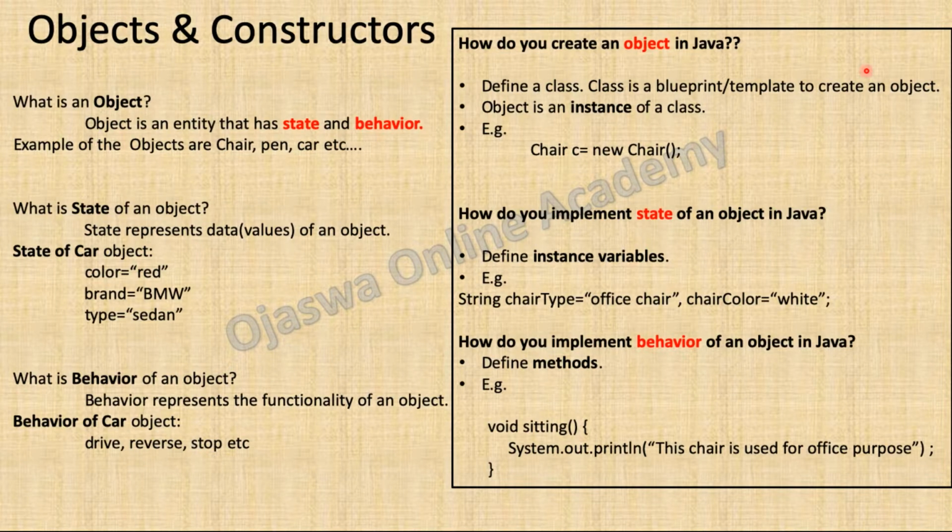We have already seen how to define an object. What is an object? Object is an instance of a class. The word object and instance are used interchangeably. Object has state and behavior. How is state and behavior of an object defined in Java? So to implement state of an object in Java, we need to define instance variables. And to implement behavior of an object in Java, we need to define methods.